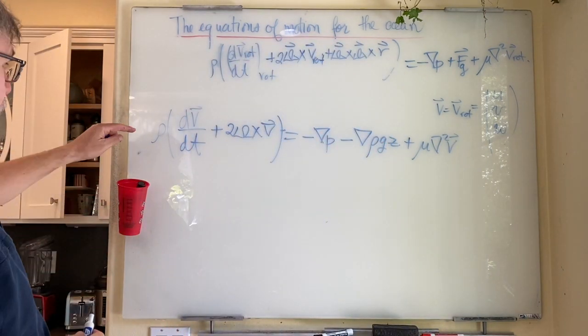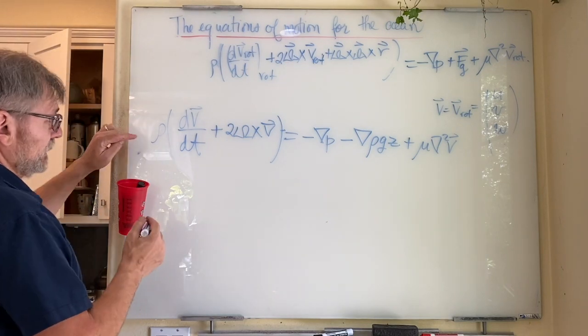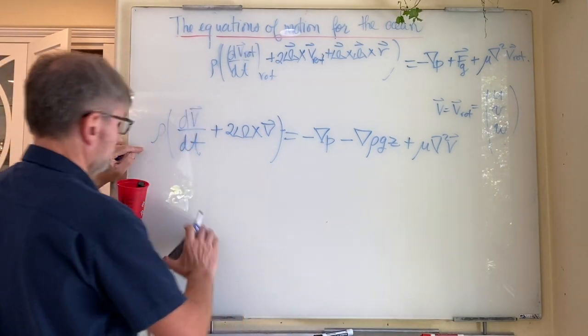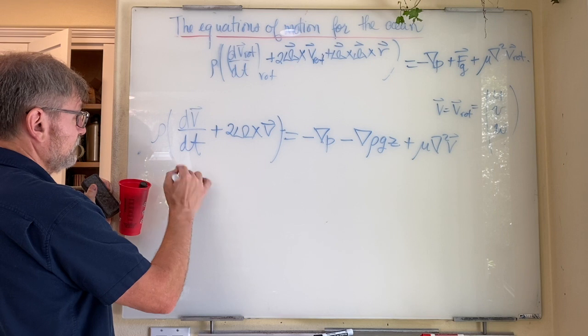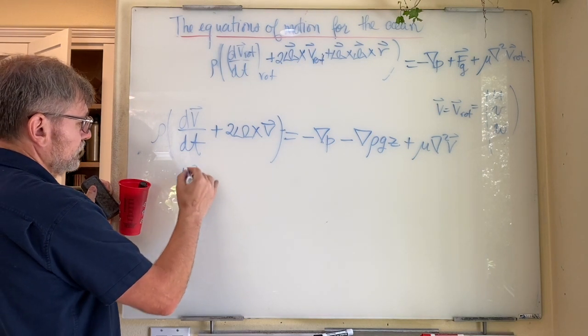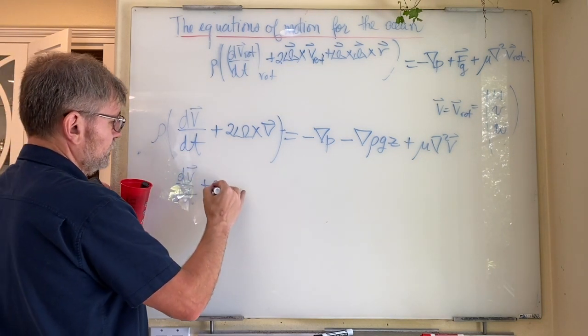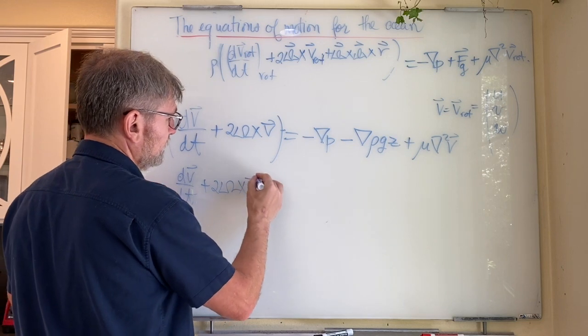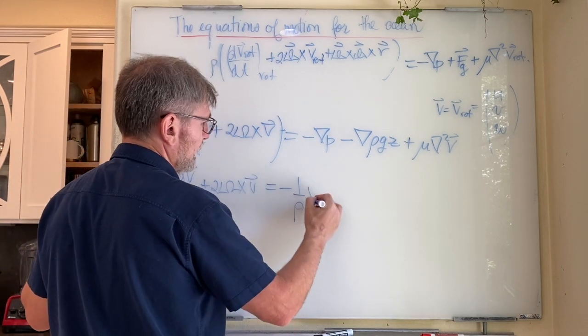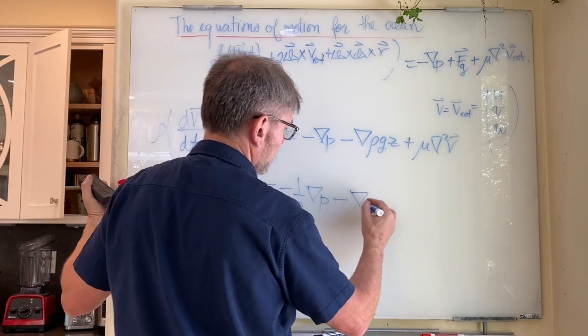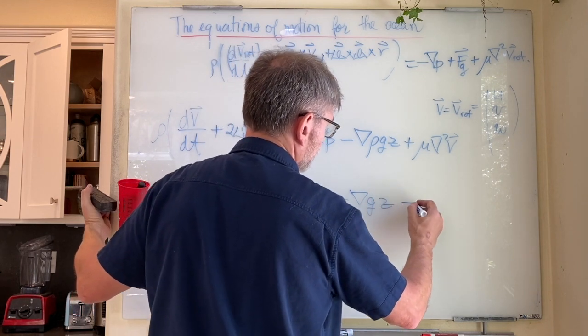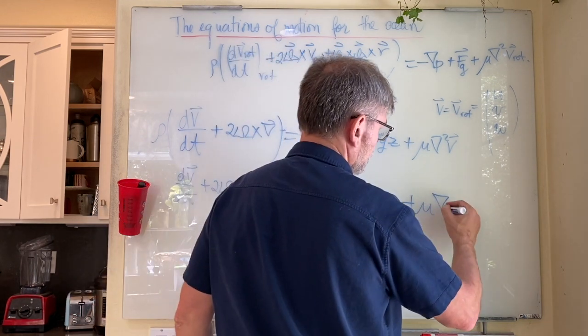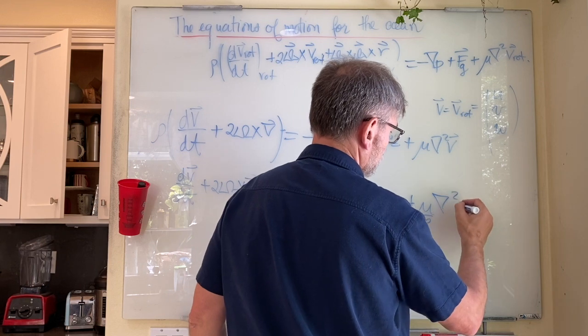And if I divide through by rho, which I'll do in the next line, I get dv/dt plus 2 omega cross v is equal to minus 1 over rho grad p minus grad g z plus mu over rho del squared v.